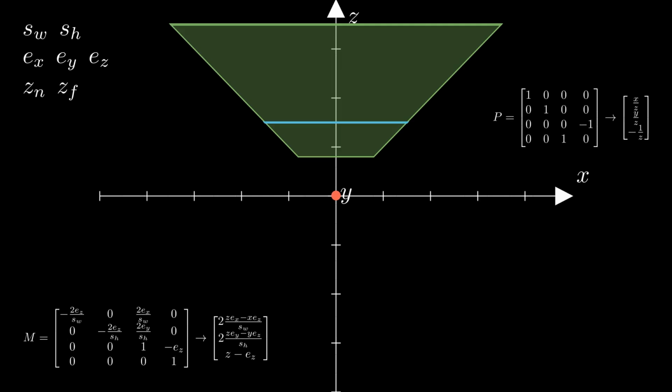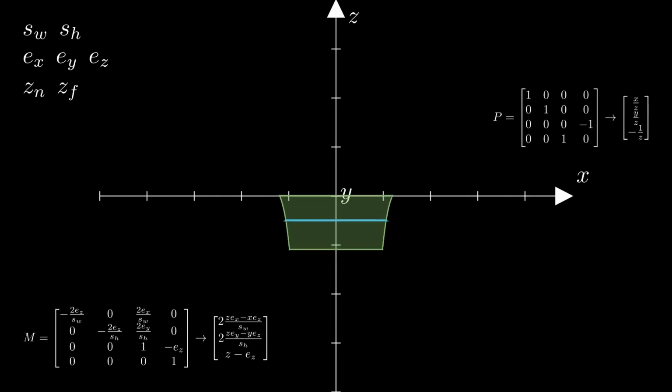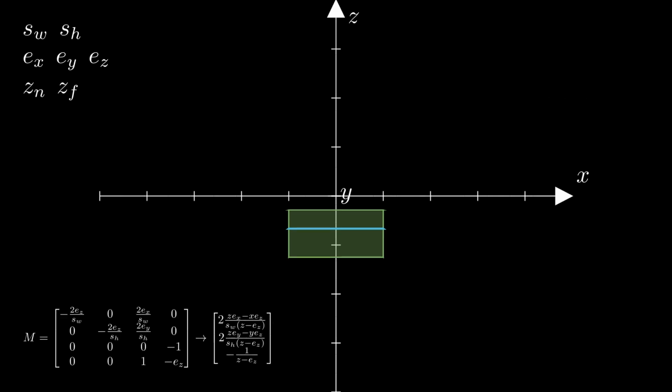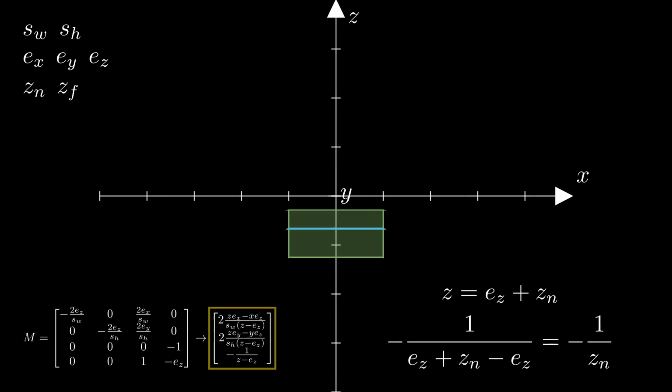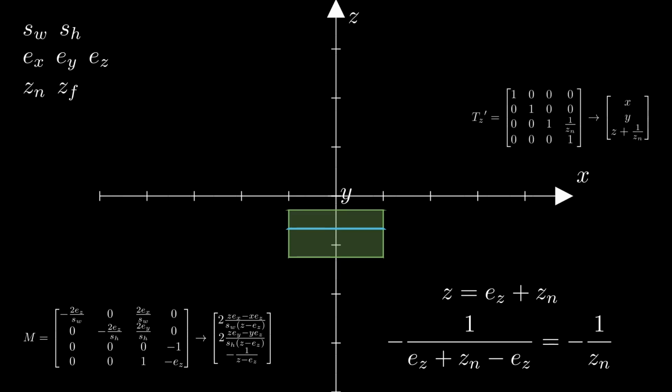When we apply the projection matrix P now, we can see that the frustum now correctly spans the range from -1 to 1 in x and y direction. So, the x and y coordinates are now correct. However, we still need to ensure the near plane maps to z equals 0. This can be done by applying the transformation of the current matrix to the near plane, which is located at Ez plus Zn. Plugging this value into the formula for the transformed z coordinate shows us that the near plane is currently mapped to z equals -1 over Zn. To correct this, we need to translate the z coordinates by 1 over Zn using the matrix Tz prime.